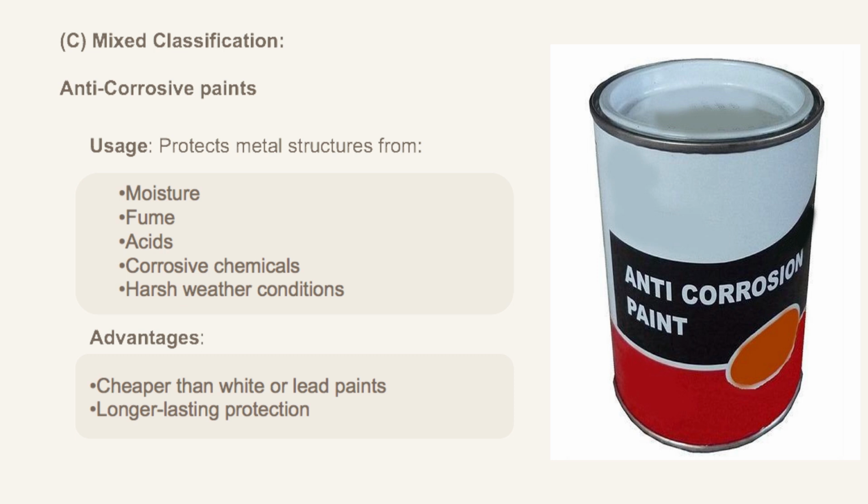Next, if you want metal surfaces to be protected, anti-corrosive paints are your best friend. They safeguard metal from moisture, fumes, acids and rough weather, and are made of oil, a strong dryer and coloring mixed with fine sand. These paints are cheaper and longer lasting than the white or the lead paints. They do have a black appearance though. Typically, linseed oil is used in the mix.